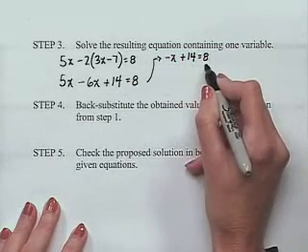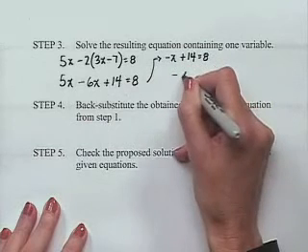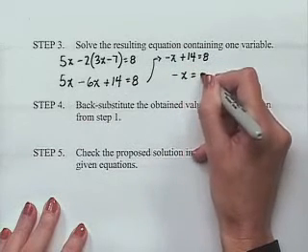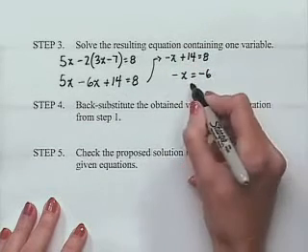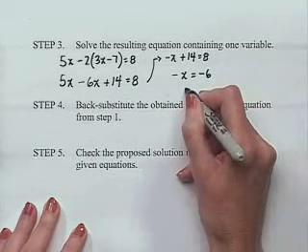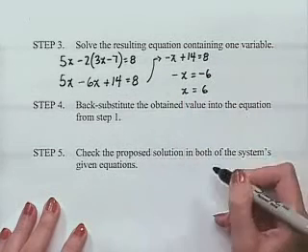Let's subtract 14 from both sides of the equation. Negative x is going to equal 8 minus 14, which is negative 6. And finally, divide both sides of the equation by negative 1 to give us x equals 6.